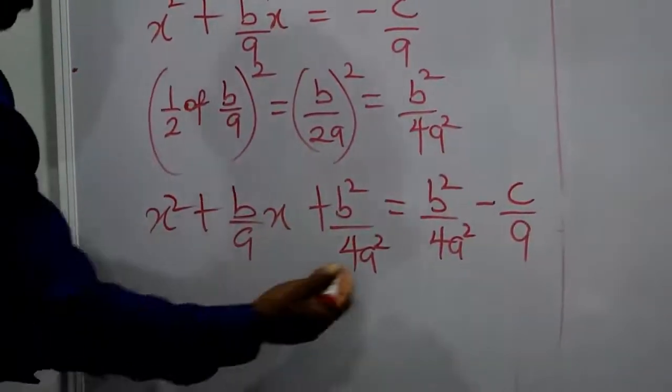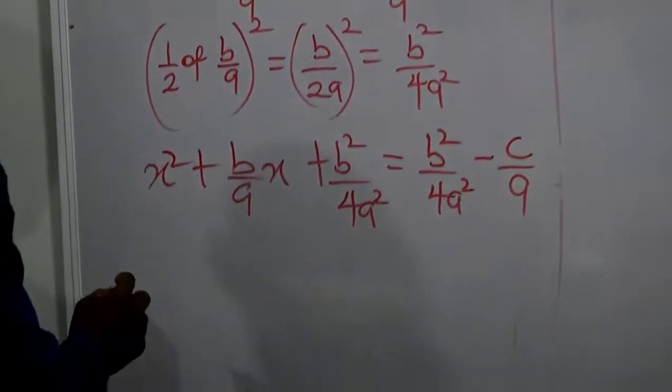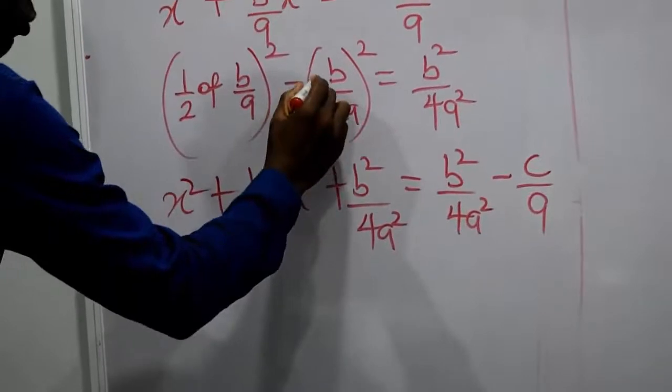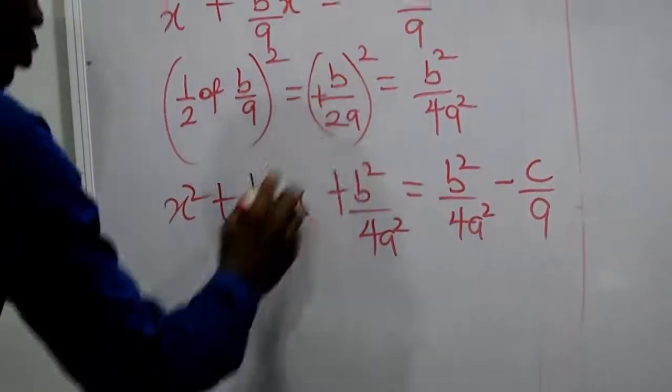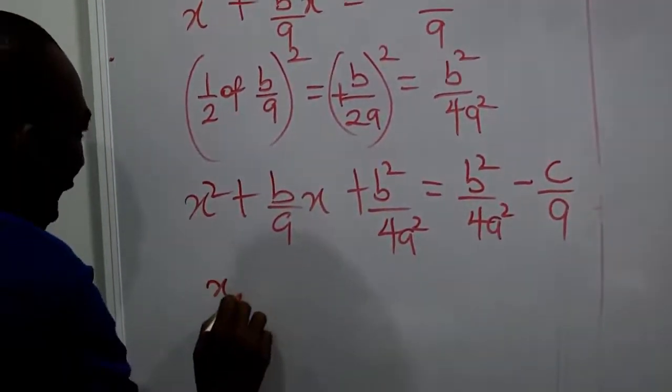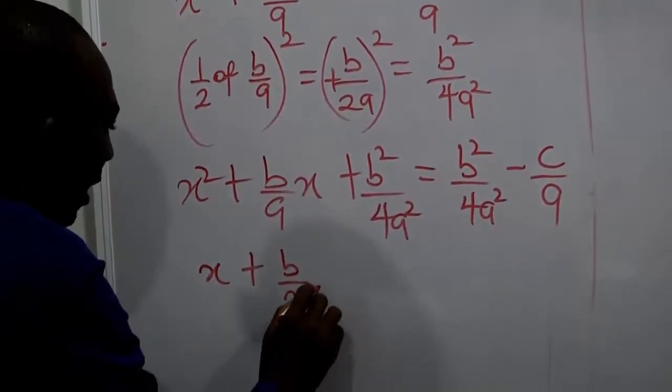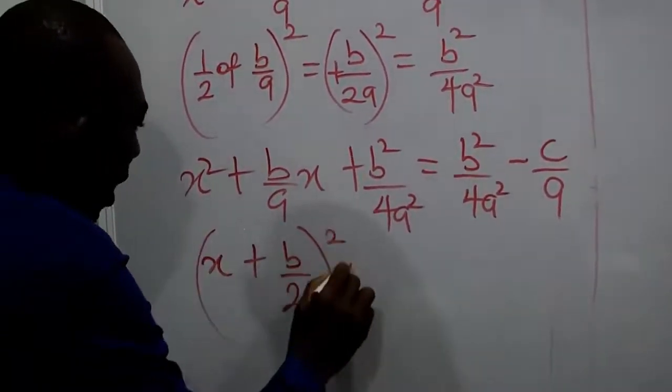And from this perfect square now, can we quickly complete this perfect square? Remember, you are picking the half of the coefficient of x, which is plus what? B over 2a. So that means this place is what? X plus b over what? Over 2a, everything all squared.